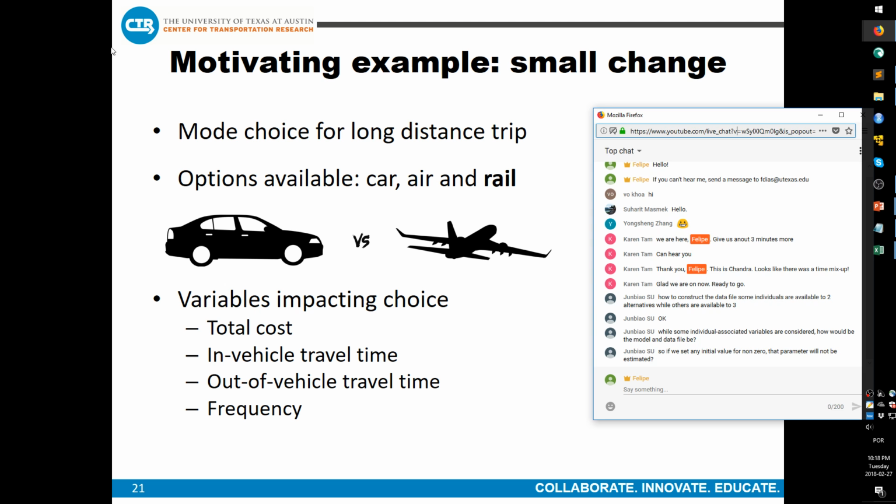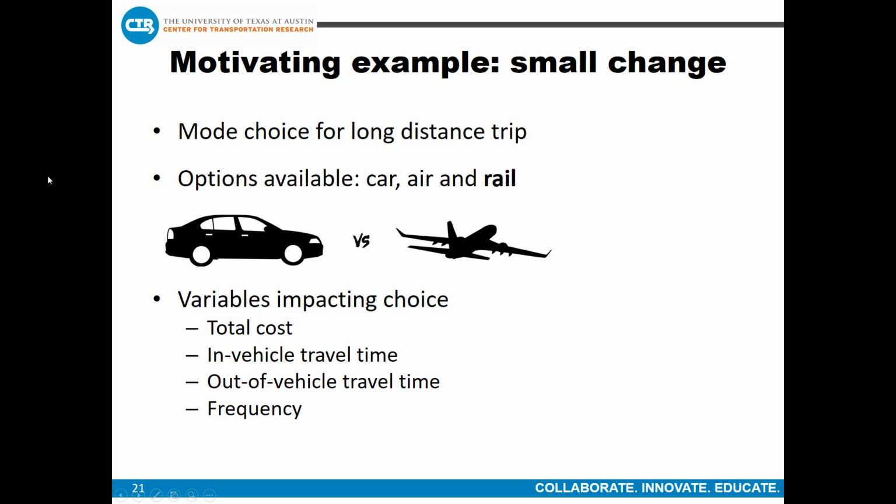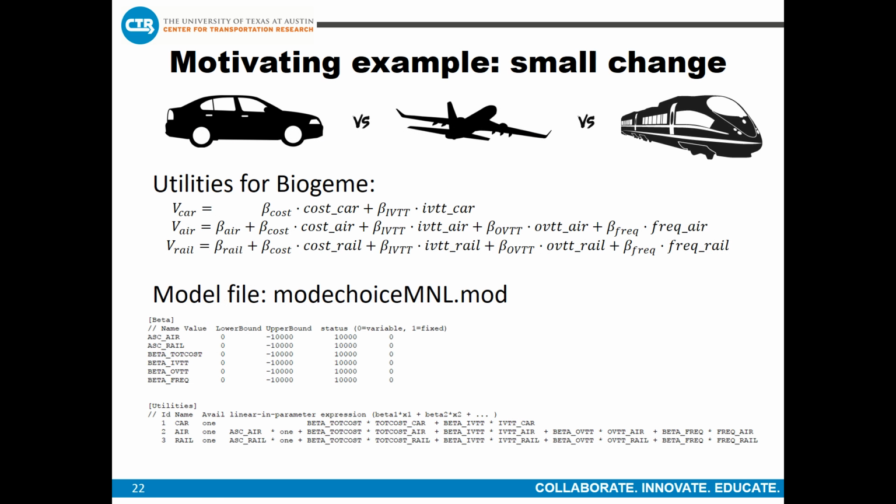Okay, so now let's make a small change to our motivating example. I told you that the data set was originally designed for three alternatives, so let's re-include that third alternative here. We have car versus air versus rail, and the variables impacting choice are still the same: cost, travel time, and frequencies. So what we need to change in our model is we have to set this new utility for rail, and it's going to have its own alternative specific constant, and it's going to be affected by all of the other variables exactly the same way.